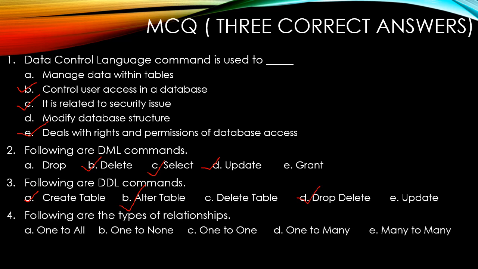Okay, then next question. Following are the types of relationships. How many types of relationships are there? 3 types of relationships are there. What are they? 1 to all is a relationship? No. 1 to none is a relationship? No. 1 to 1? Yes. 1 to many? Yes. Many to many? Yes. These 3 are the relationships, but these 2 are not. So I'll take these 3: 1 to 1, 1 to many, and lastly many to many. Okay, now let us see a few more objective MCQs, that is 3 correct answers.